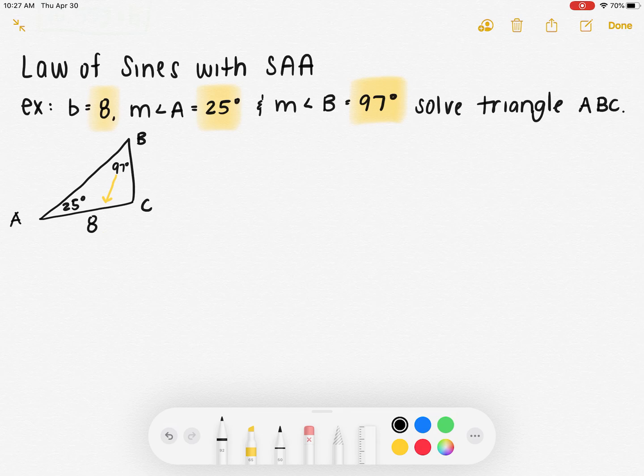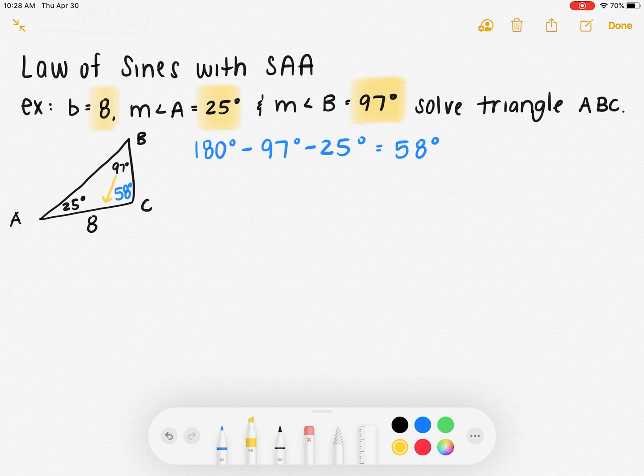So again, first thing I want to do, the easiest thing I think to do, is find the missing angle. So I know a triangle has 180 degrees. I'm going to subtract the angles I've already used to see what is left over. And when I do 180 minus 97 minus 25, I get that the remaining angle is 58 degrees. So angle C is 58 degrees. Now I need to find side C and side A.